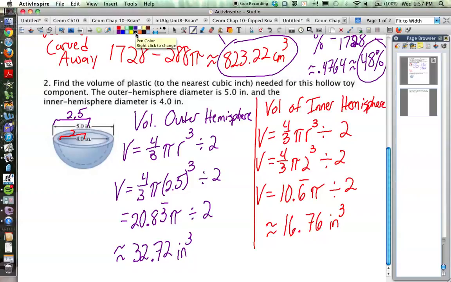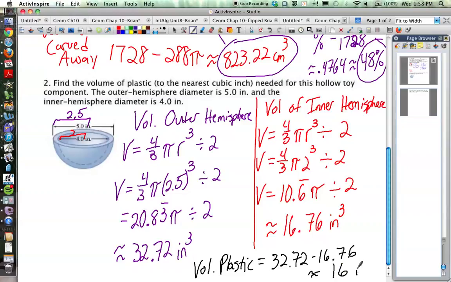Well, the final calculation then is going to be the difference between the two. So down at the bottom, let's go ahead and subtract these now. The volume of plastic is 32.72 minus 16.76, and that is about 16 cubic inches, if we're rounding to the nearest whole number. So that's about 16 cubic inches.